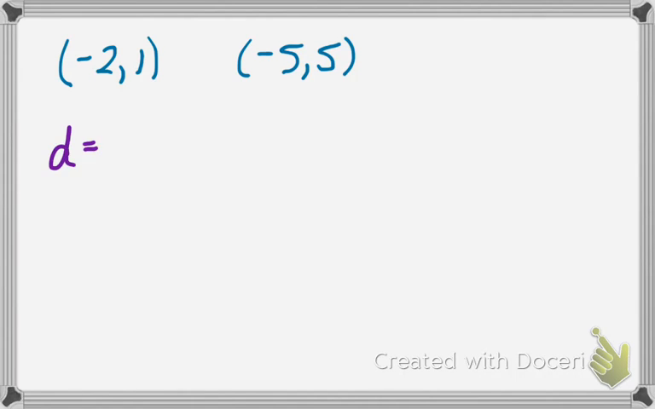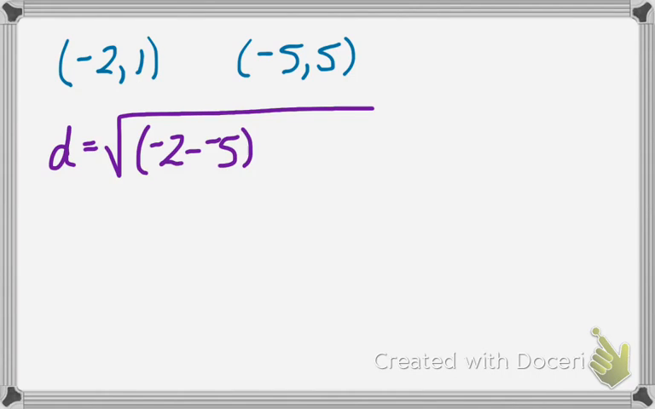So let's look at a problem. Let's say I have the points (-2, 1) and (-5, 5). I want to find the distance between these. So it's going to be the square root of, I want my two x values, so I'm going to do -2 minus -5, that squared, plus the difference of the y values squared.